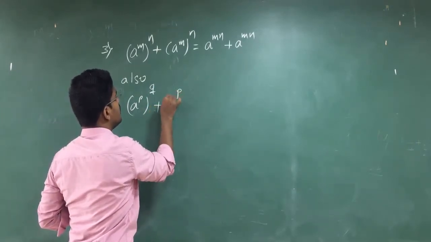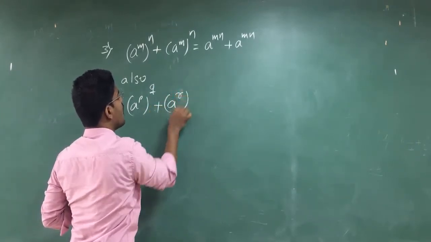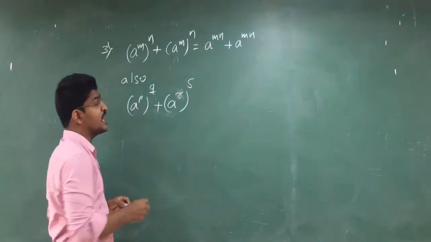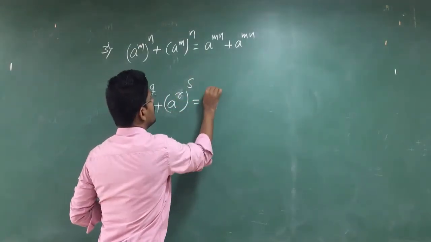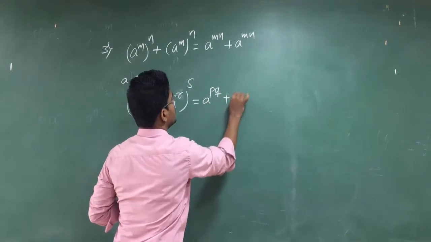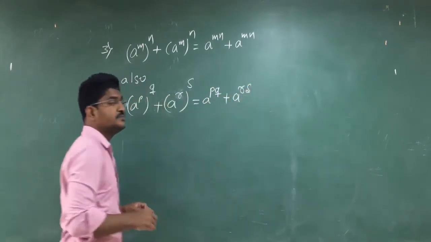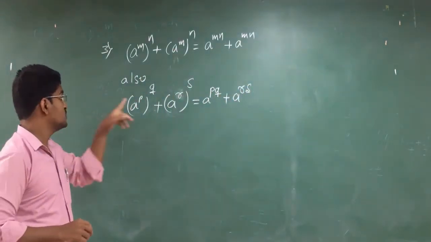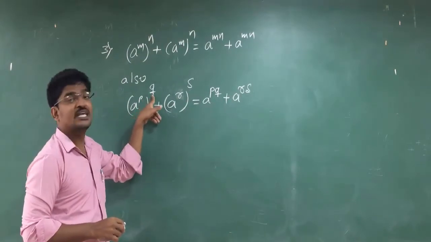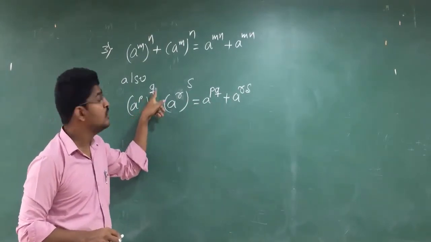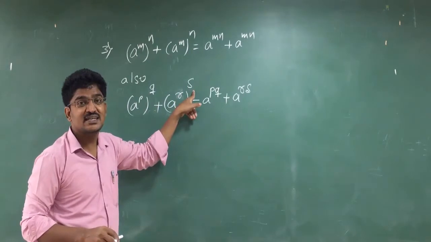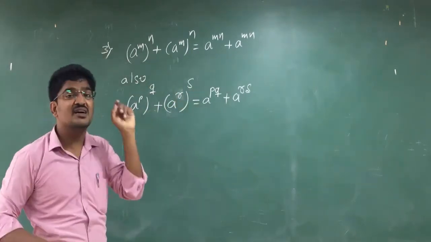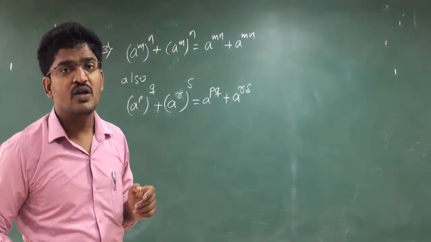Also see this, (a^p)^q plus (a^r)^s can be written as a^(pq) plus a^(rs). Clear, students? So these two terms are going to be multiplied. That is, p multiplied with q, r multiplied with s. Clear? That is what your third basic fundamental rule is. Are you getting my point?